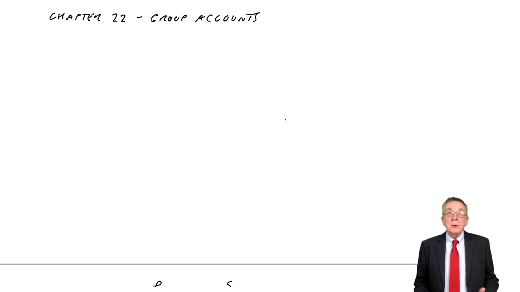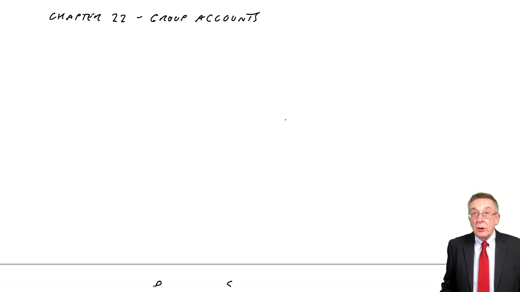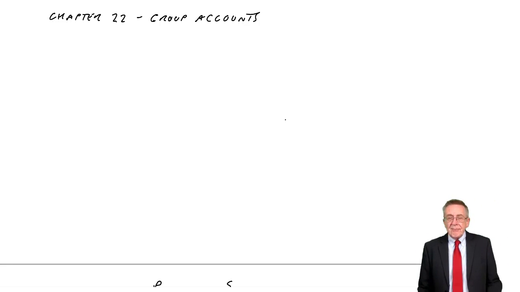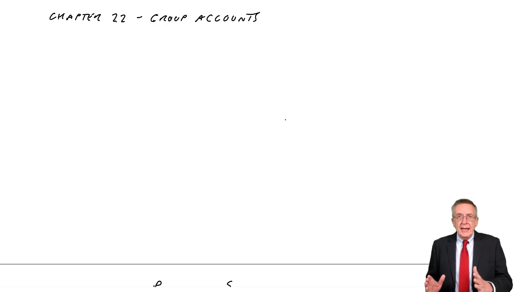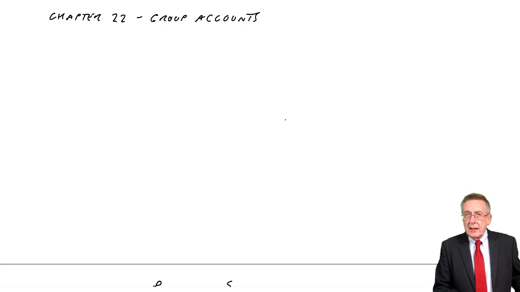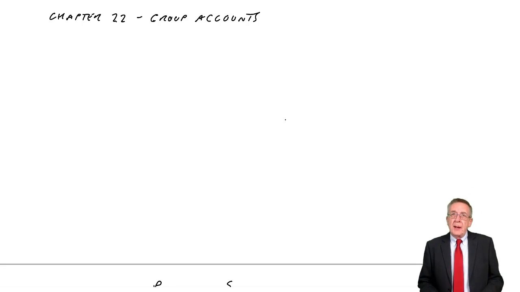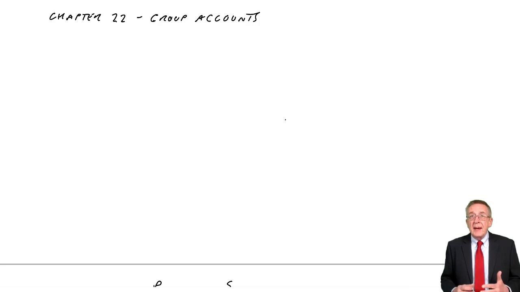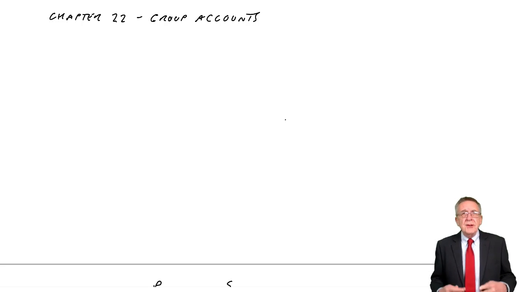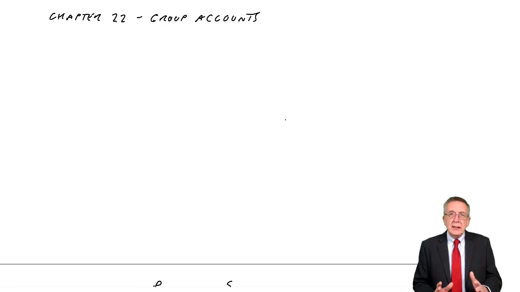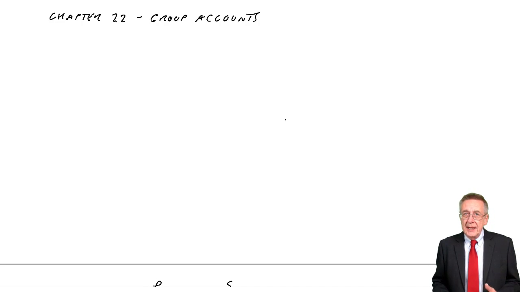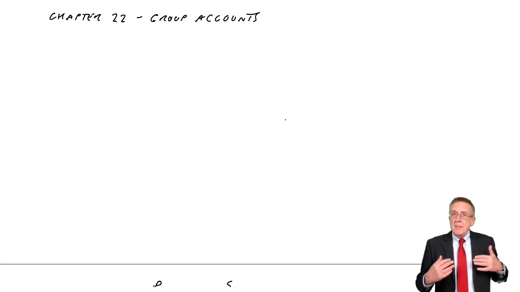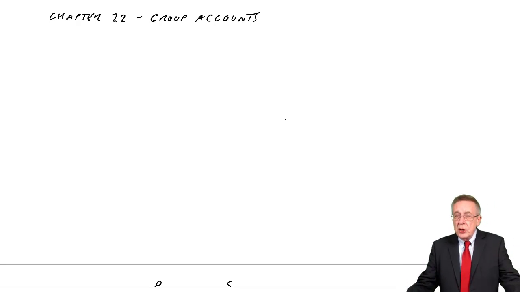Okay, we're now going to go through the first of several chapters on what we call group accounts. Suppose we've got one company that controls another company. I'll talk later about the precise definition of what we mean by control, but the most obvious and normal case is where one company owns the majority of the shares in another company. So maybe my company owns your company.